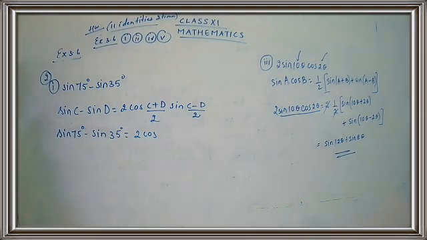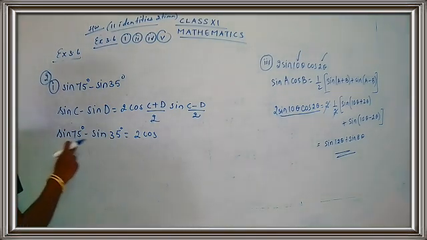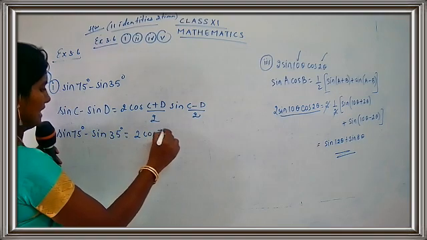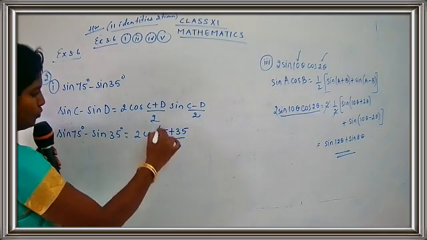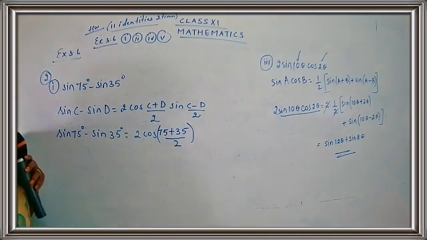So it's sine C minus sine D. The formula is 2 cos (C plus D)/2 sine (C minus D)/2. So the value for C is 75 and the value for D is 35. Yes, children? So let me substitute over here. So I get (75 plus 35)/2. If you want, you can use a bracket. This is of your choice.